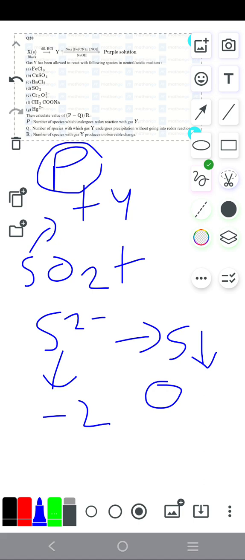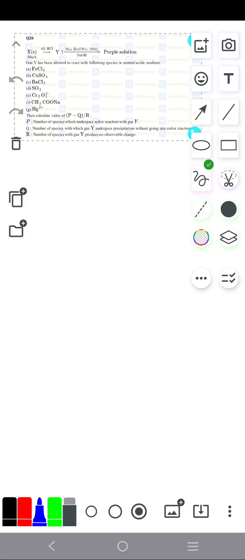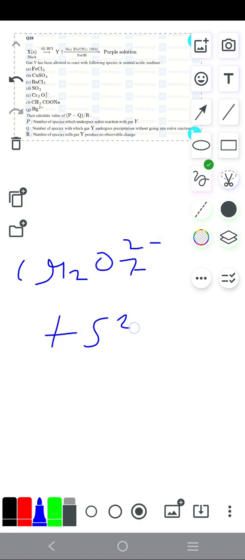Now let's move to the next part. The next part says the reaction of dichromate, Cr2O7 2-, with S2 minus. So this is a strong oxidizing agent and will oxidize sulfide to S. Again, this is a redox reaction and a precipitation reaction. So this would be P.